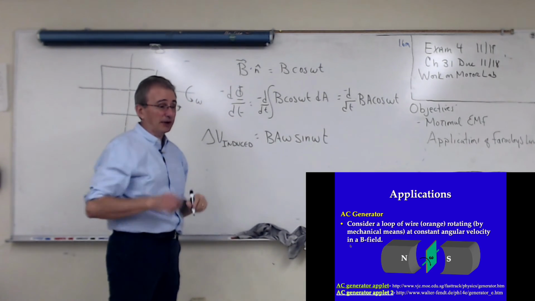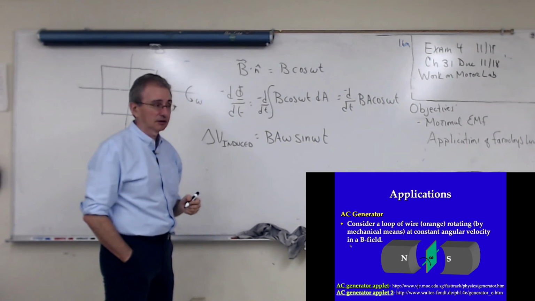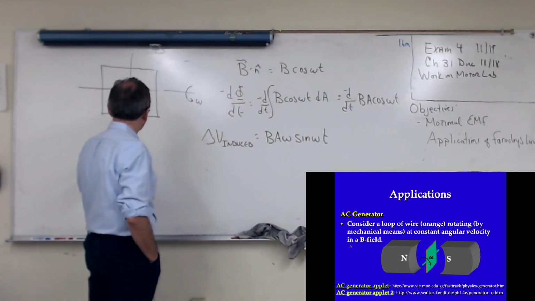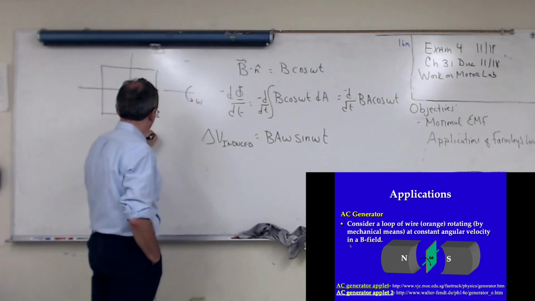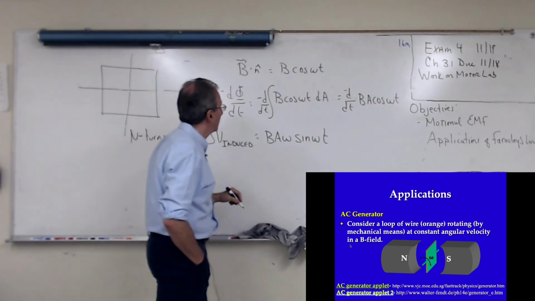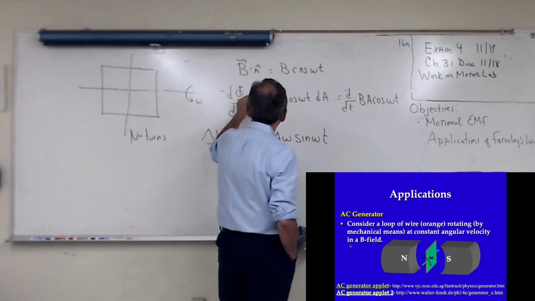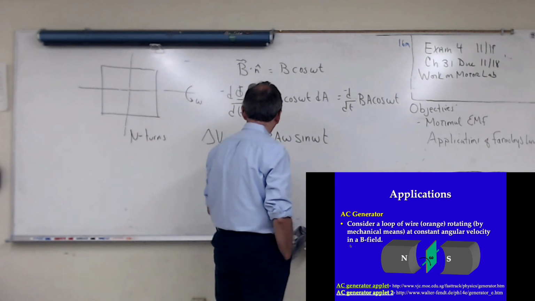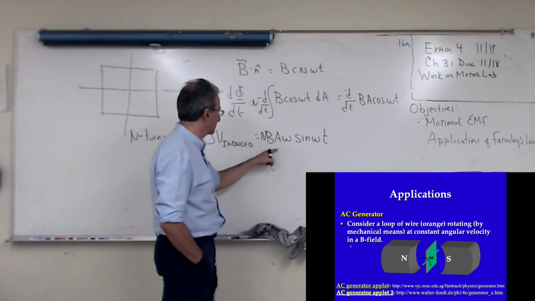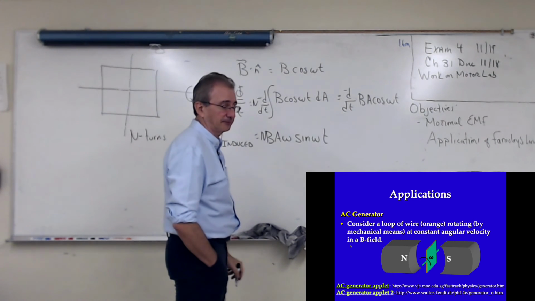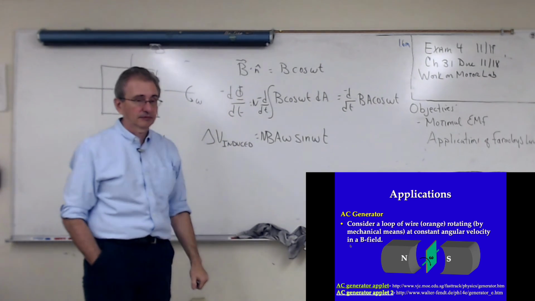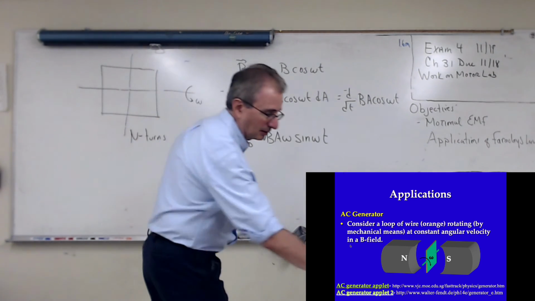Usually the loop has more than one turn. We have a loop with n turns. So really we need to multiply everything through by n. And so the induced voltage is given by this expression. Okay?